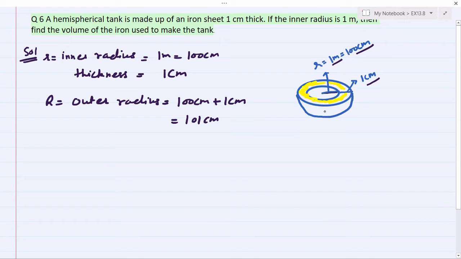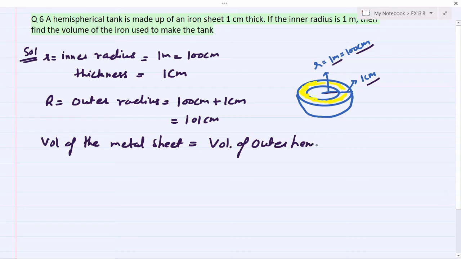Whenever you have to find out the volume of the sheet when the object is hollow from inside, what you have to do is find out the volume of the outer hemisphere, and then subtract the volume of the inner hemisphere from the volume of the outer hemisphere. So I can write down: volume of the metal sheet equals volume of outer hemisphere minus volume of the inner hemisphere, right?